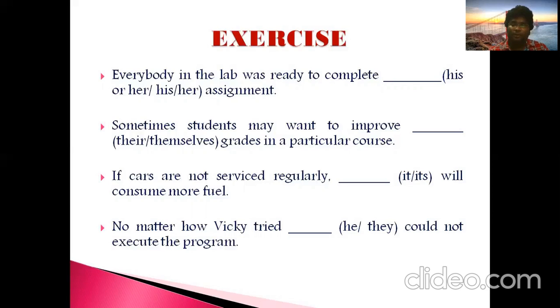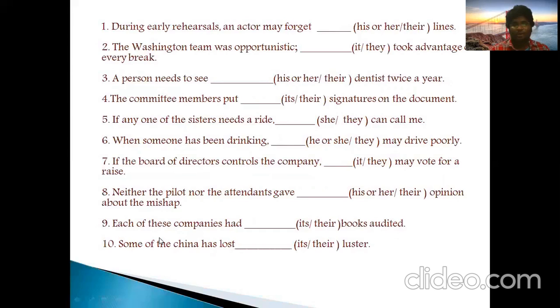So if you are opting for that one, make sure, according to our rule, Wiki is singular, isn't it? Wiki is singular, so that's the reason we have to use a singular pronoun. Wiki is not plural, right? So no matter how Wiki tried, he could not execute the program. That is how it has to be.